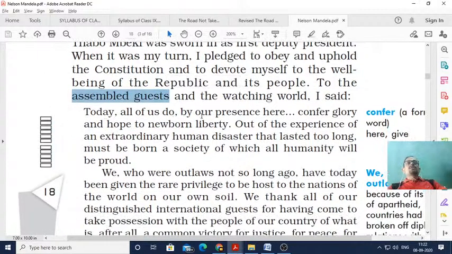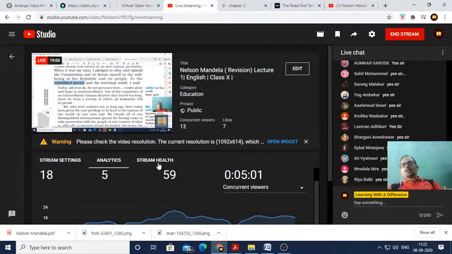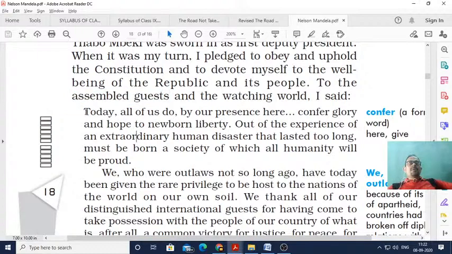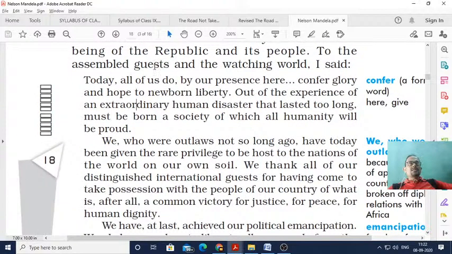He said, today all of us do by our presence here confer glory and hope to new-born liberty. Out of the experience of an extraordinary human disaster that lasted too long, must be born a society of which all humanity will be proud. Okay, all humanity will be proud. So what does it mean? It means Nelson Mandela said in front of every watching world and every assembled guest in the amphitheater, today by our presence in the amphitheater, we confer glory. We confer glory means we here give glory and hope to new-born liberty. New-born liberty here refers to the installation of democratic government in South Africa.